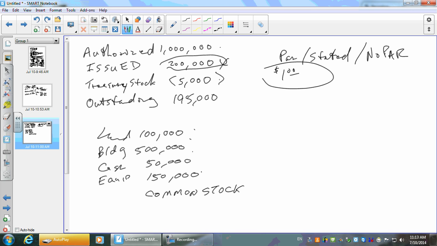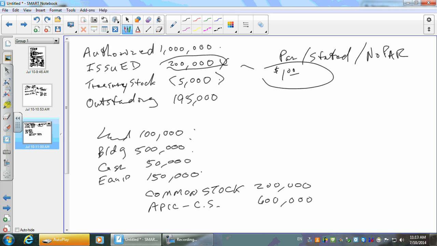Common stock, what do you got? It's 200,000 shares times $1. It's 200,000. Well, what did all those debits to assets total to? Was it 800? Yeah, looks like it. So guess how much additional paid-in capital on common stock, or paid-in capital in excess of par, is? How much? 600,000.